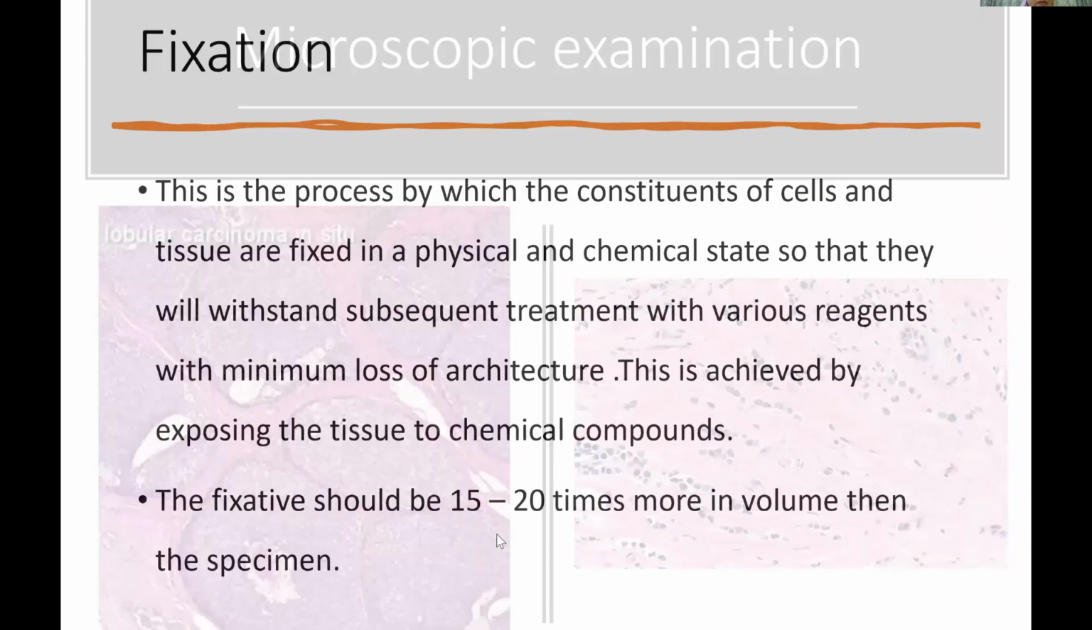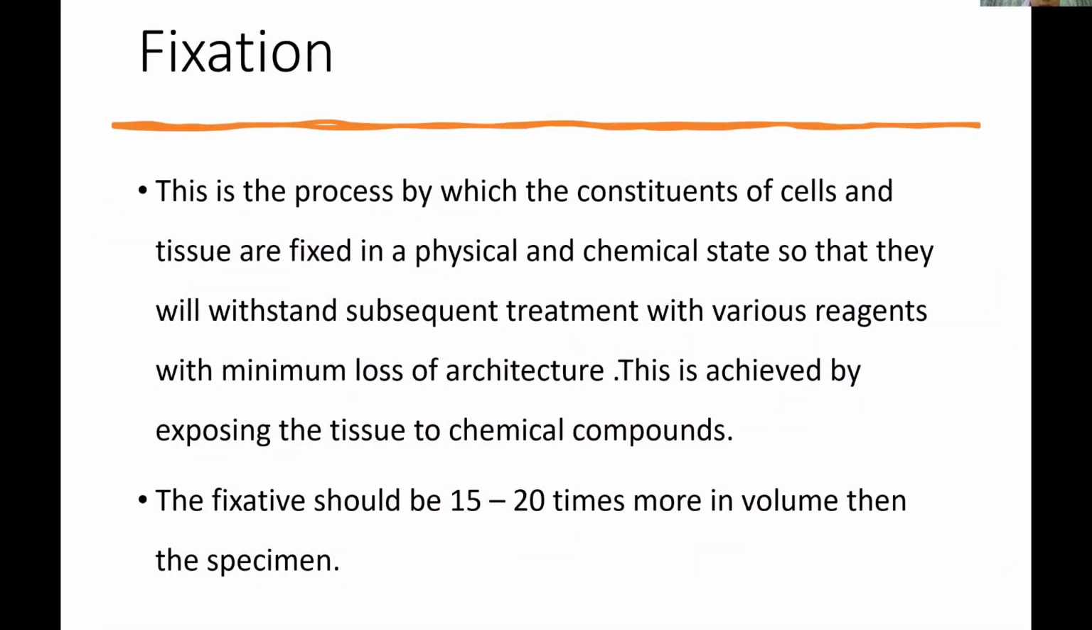A little bit about fixation. Fixation is a process by which the constituents of the cells and tissue are fixed, either physically or chemically, so that the tissue can withstand the subsequent treatment with various reagents with minimum loss of architecture. If we want to fix any tissue, the volume of fixative must be 15 to 20 times more than the volume of the specimen. So you need to put a lot of formalin for better fixation of each specimen.